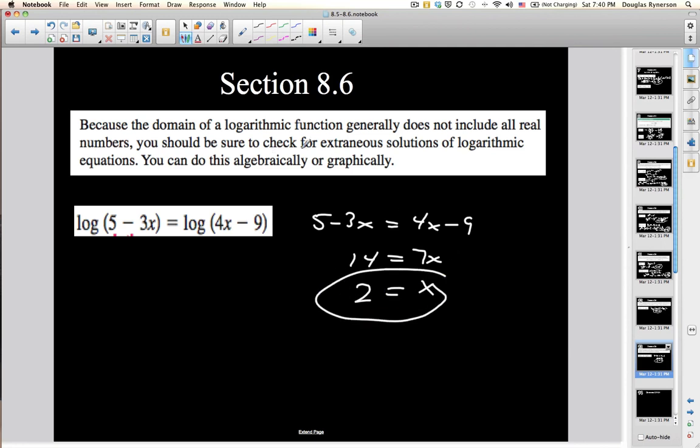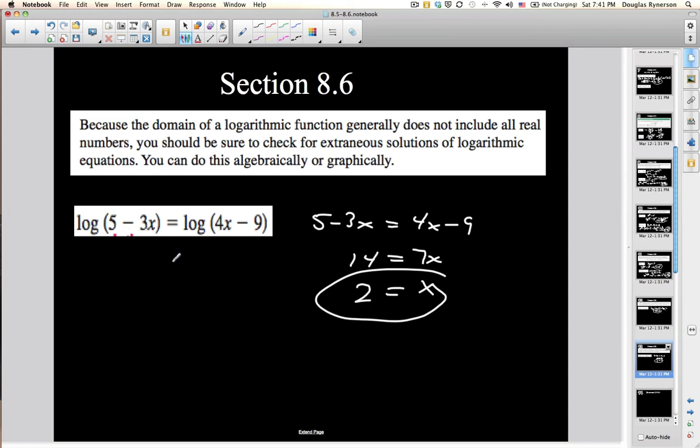And what this is telling me up here is that logarithmic functions don't include, in the domain, meaning the values of x, all real numbers. For instance, this is a logarithm base 10. Is there any power that I can take 10 to that will result in a negative number? The answer to that is no. So if I were to plug 2 in here, this would be 5 minus 6. This says log base 10 of negative 1, and that violates the principle of what a logarithm is.